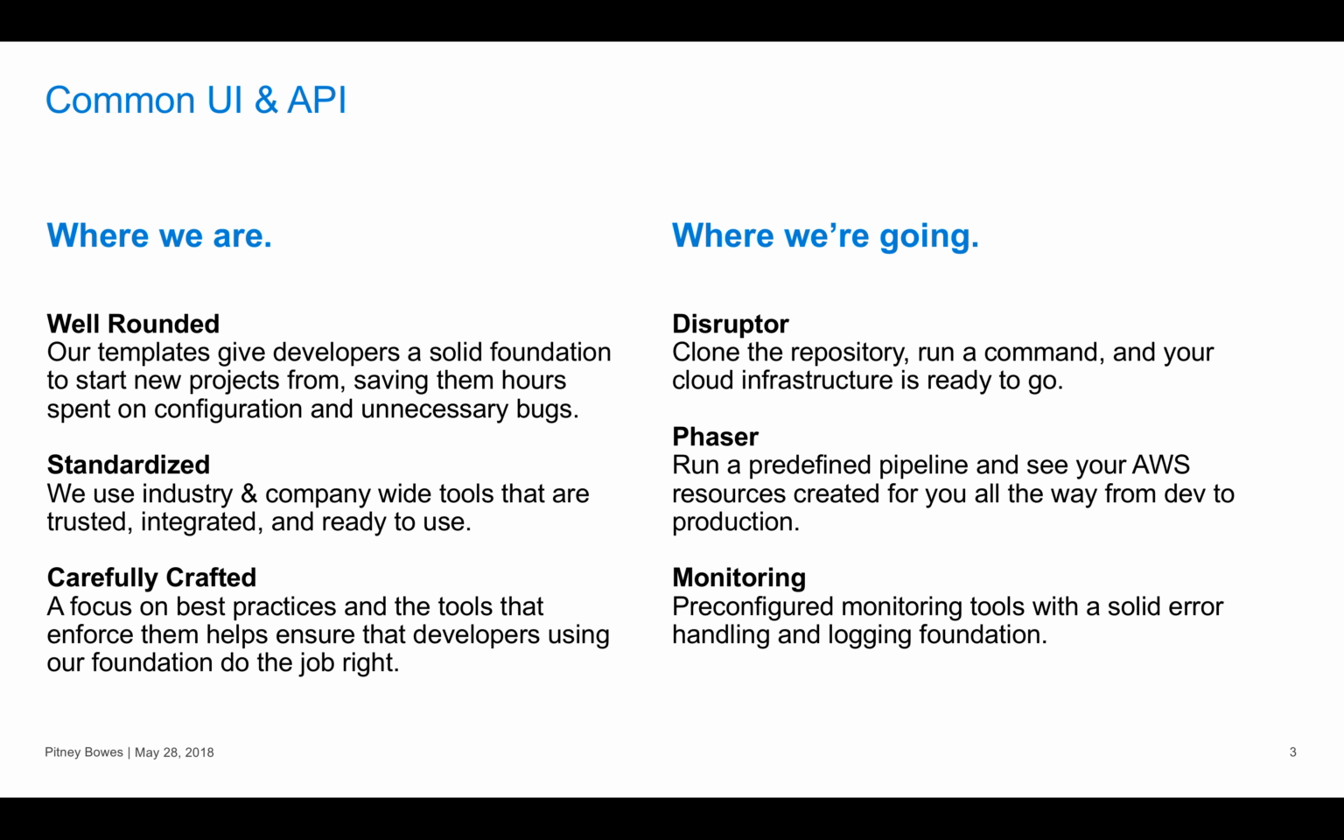A little bit about where we're going. We plan on integrating Disruptor, so this will allow developers to clone the repository, run a command, and all of a sudden their cloud infrastructure is ready to go. We want to have Phaser so that a predefined pipeline will be run and they'll be able to see their Amazon resources created for them all the way from dev to production. And we also plan on including monitoring. So we want to pre-configure this template from the start with the monitoring tools used at Pitney Bowes and include a solid error handling and logging foundation.